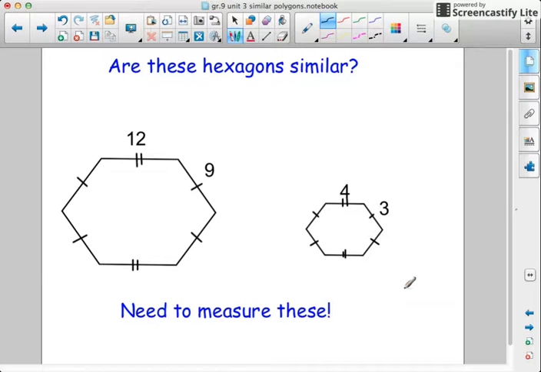So if we were to look at these hexagons and ask, are they similar? Well, we can check corresponding sides. So this side divided by this side, 12 divided by 4, would have to equal the same as 9 divided by 3. Well, that's true. This is 3, that's 3. So they have the same scale factor. What we would need to do though is check the angles. Make sure that the angles correspond as well. And in this case, they do. So these are similar polygons. Hexagons are similar.